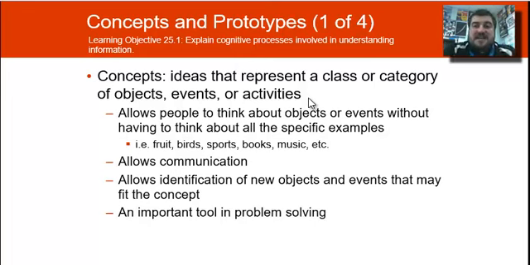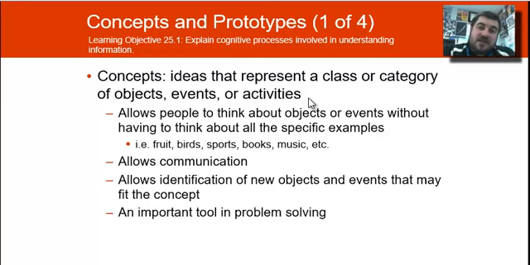So now, concepts and prototypes are also ways in which we organize information. Concepts are ideas that represent a class or category without being specific. It allows us to think about objects without having to think about all the specific examples. Books, sports, music, fruit, and birds are all concepts. It allows easier communication with one another. It also allows identification of new objects that may fit into the concept.